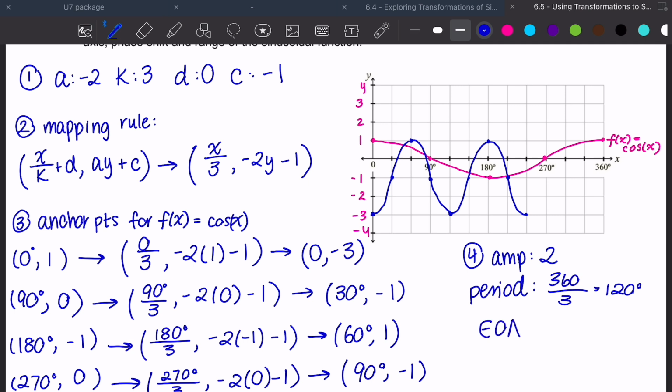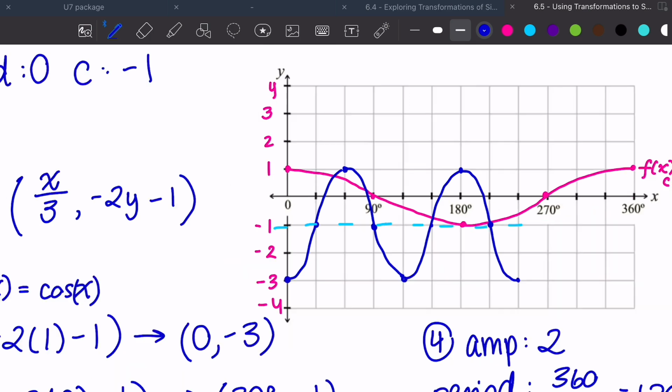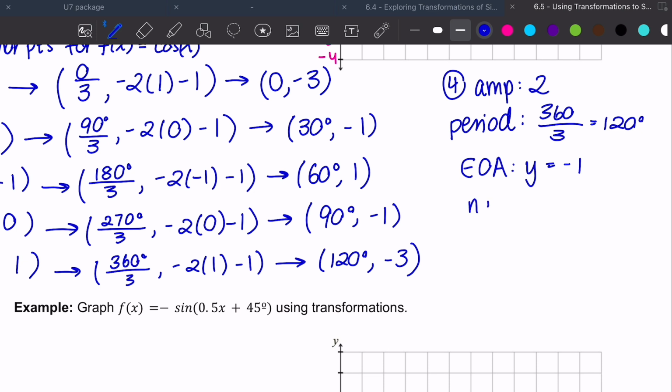Our EOA in this case is our C value, which is y equals -1. And if you wanted to sketch it again on this graph to see that the amplitude works out, you can. There is no phase shift in this case because we are starting at the minimum, right? We don't have to shift left or right in any direction in order to start at the minimum. We're already at the minimum for negative cos. So therefore, there's no phase shift.